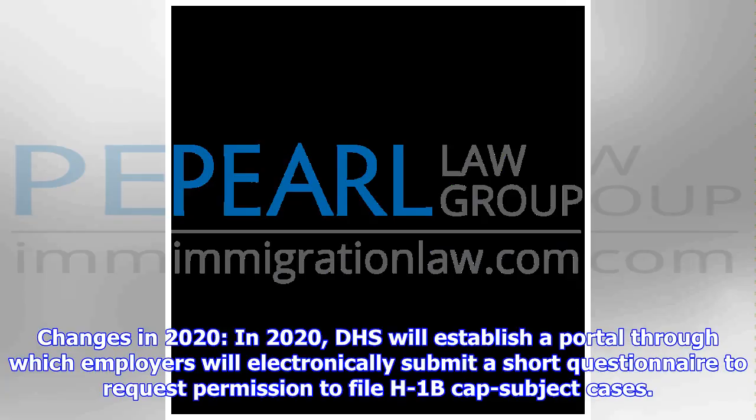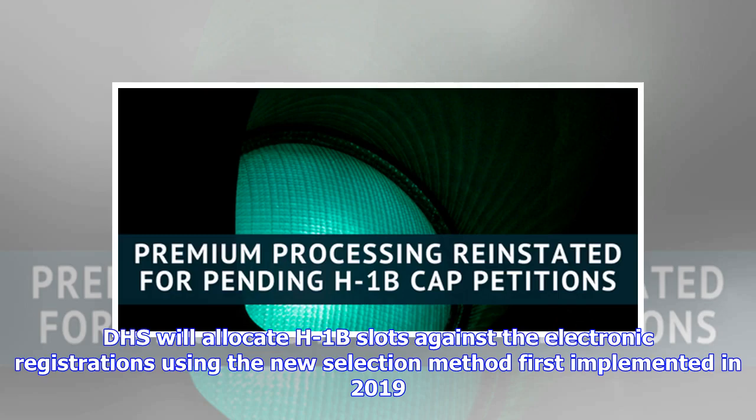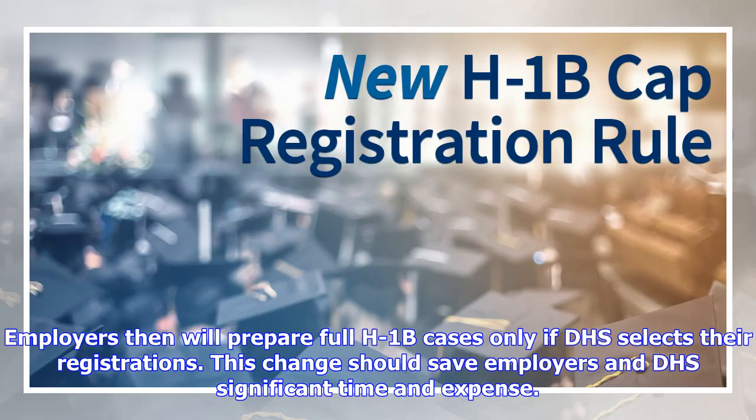Changes in 2020. In 2020, DHS will establish a portal through which employers will electronically submit a short questionnaire to request permission to file H-1B cap subject cases. DHS will allocate H-1B slots against the electronic registrations using the new selection method first implemented in 2019. Employers then will prepare full H-1B cases only if DHS selects their registrations. This change should save employers and DHS significant time and expense.